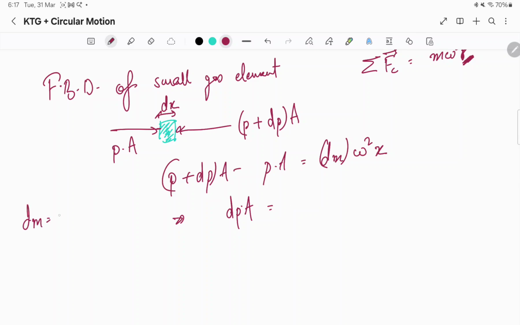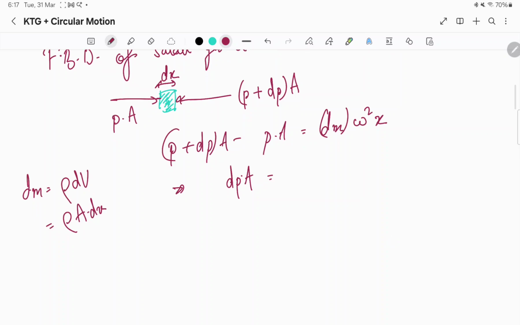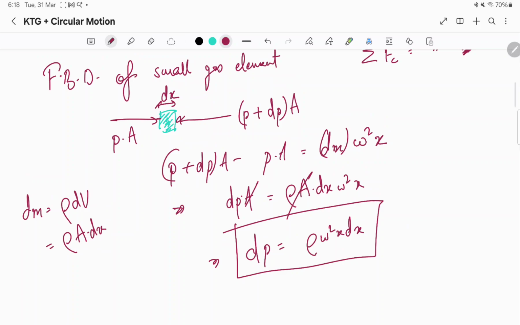For dm I can write mass is equal to density into volume, and volume I can write as area into dx. So this part I can write as rho A dx omega square into x. Now this area gets cancelled, and dP is equal to rho omega square x dx. Now here comes the important part: a small change in pressure is equal to density times omega square x dx.